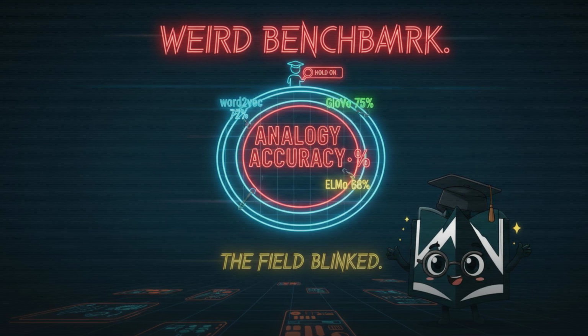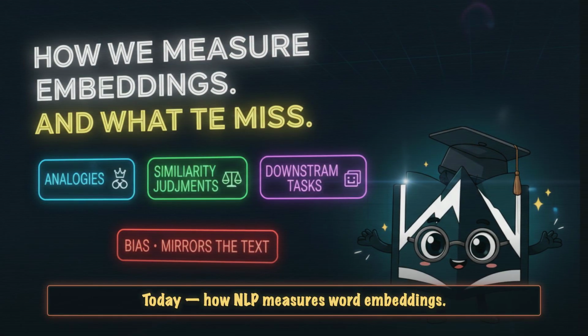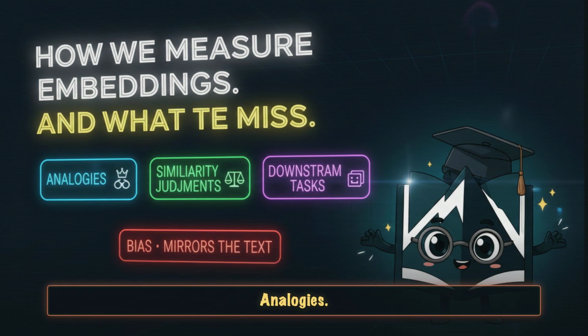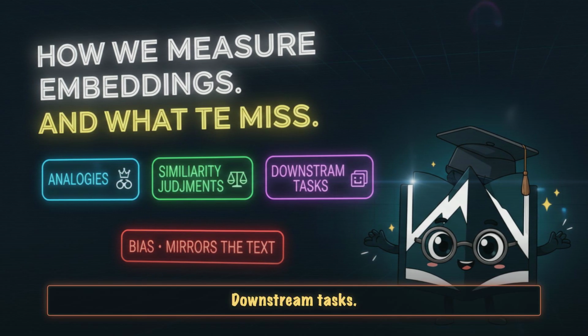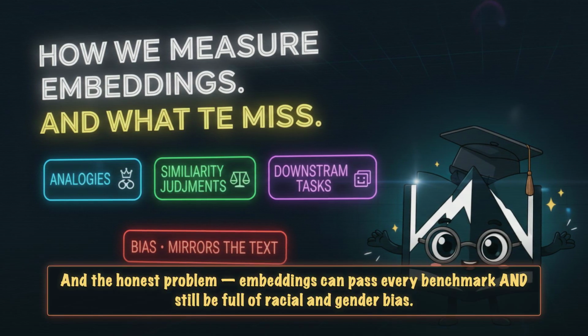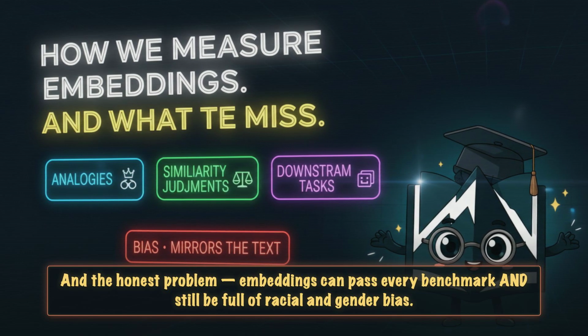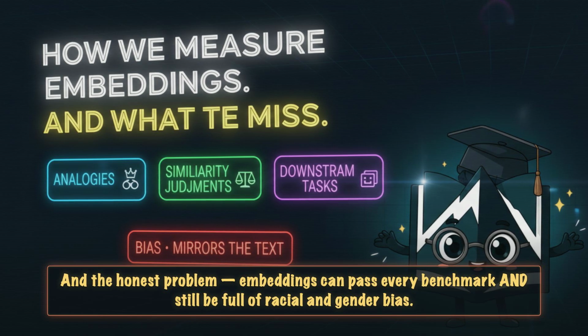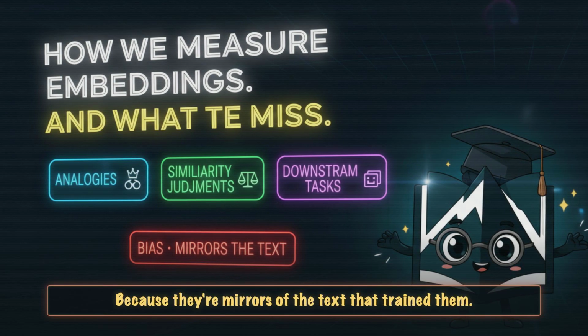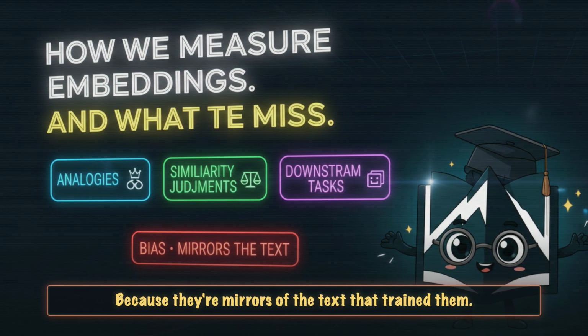of blinked. Today, how NLP measures word embeddings: analogies, similarity judgments, downstream tasks, and the honest problem. Embeddings can pass every benchmark and still be full of racial and gender bias because they're mirrors of the text that trained them.